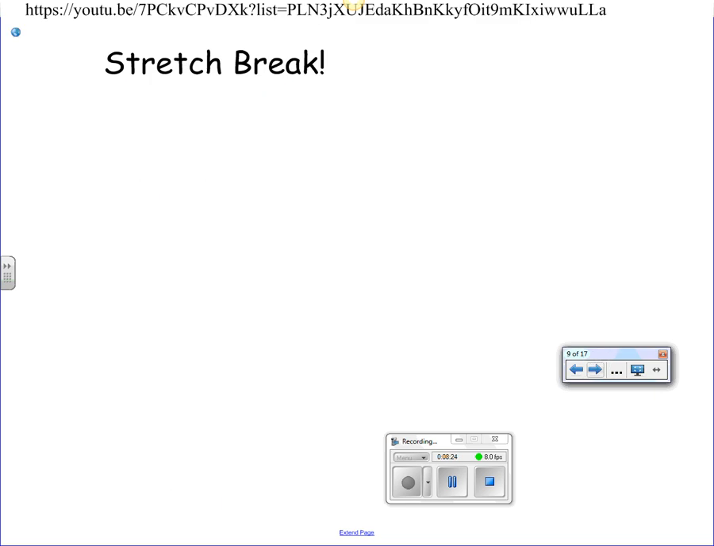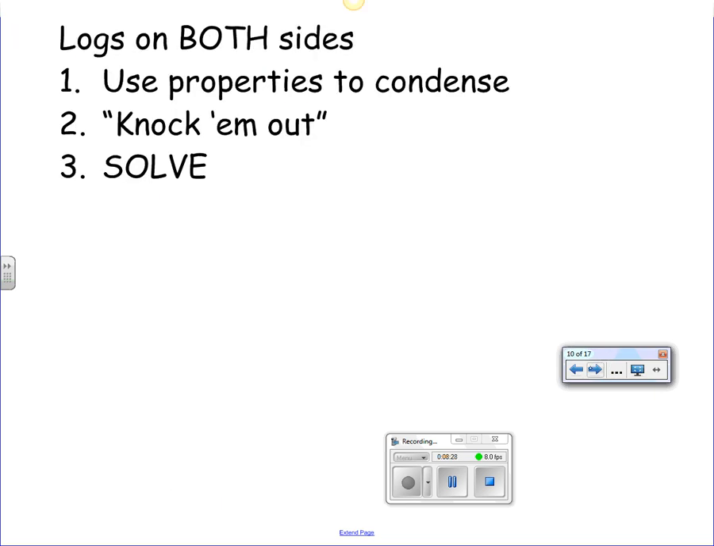All right, now we're going to switch gears, and we're going to do ones with logs in them. So before we were doing x in the exponent, and now we're doing logs. The steps for this one are to use your properties to condense. And then if there's logs on both sides, you knock them out, you cancel them out, and then you solve.